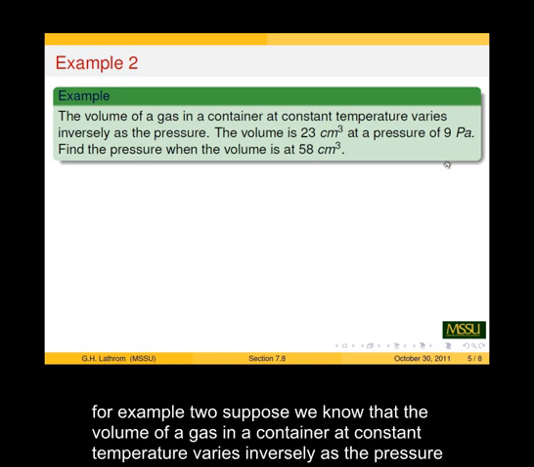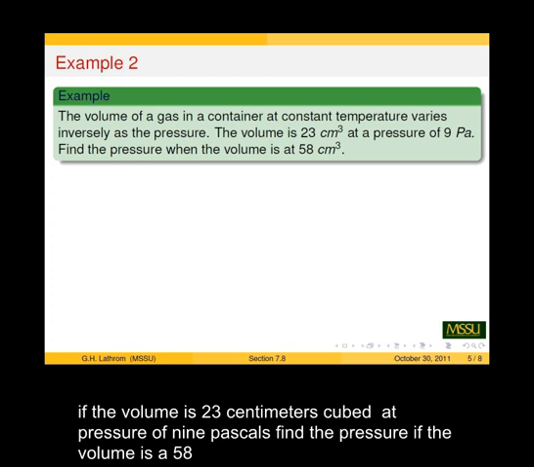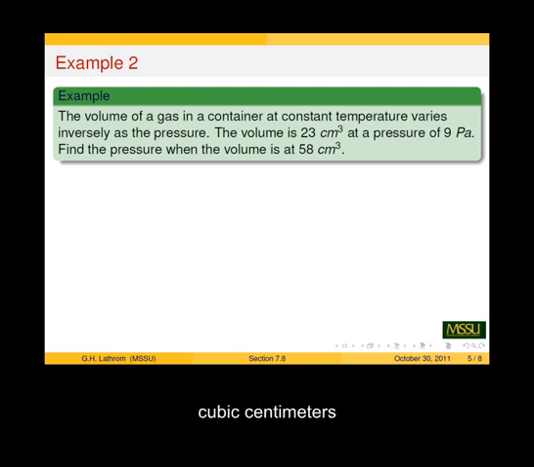For example 2, we know that the volume of a gas in a container at constant temperature varies inversely as the pressure. If the volume is 23 cubic centimeters at pressure of 9 pascals, find the pressure when the volume is at 58 cubic centimeters.